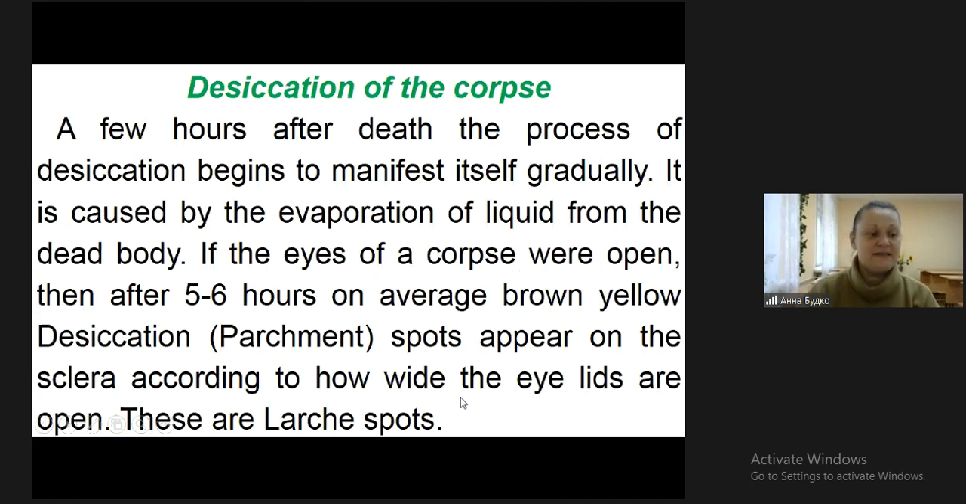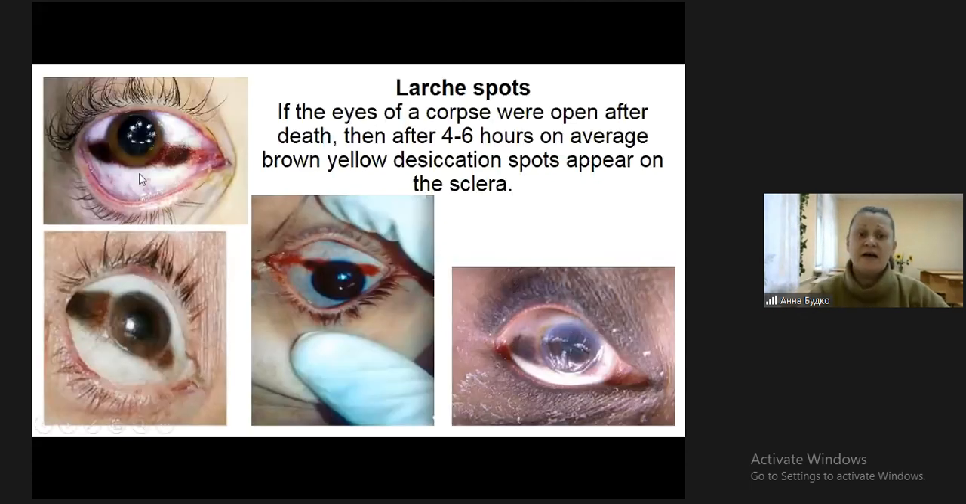Desiccation, my dear friends, desiccation is the next, the only absolute sign of death. This sign is formed due to water evaporation from the surface of the mucous tunic, the eyes, and the skin. If our eyes are open after death, within 5 to 6 hours on the surface of the eyes you can see large spots. Look, large spots with dark brown color, with dense surface, located below the surface.